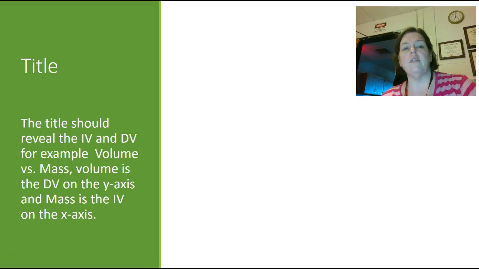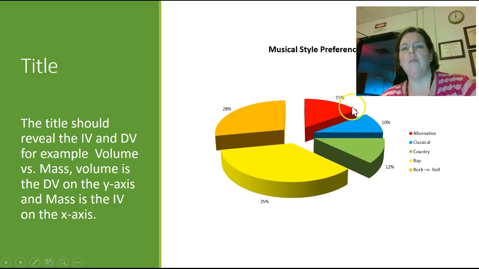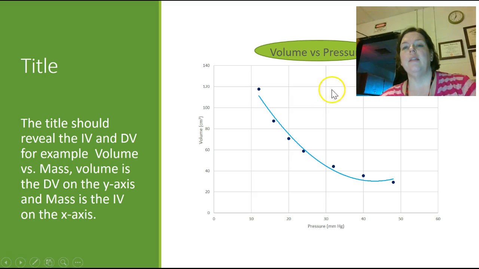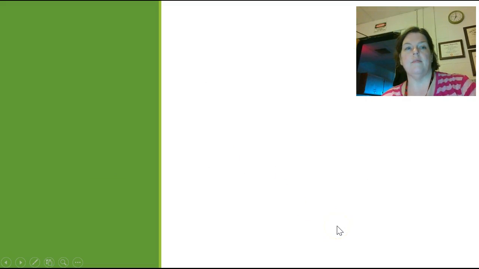For a pie graph, a little different, but same idea. We have musical styles and preferences here. These are the musical styles, and the preferences represent the percentages of people that like them. Here is the more traditional line graph, volume versus pressure. That's DV versus IV. The DV is always on the Y, the IV is always on the X.